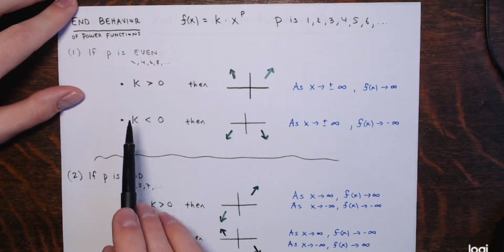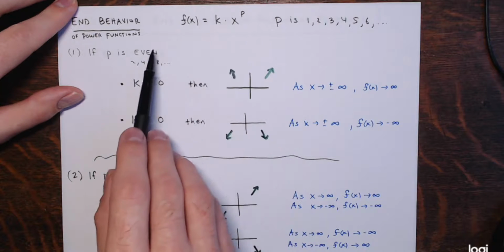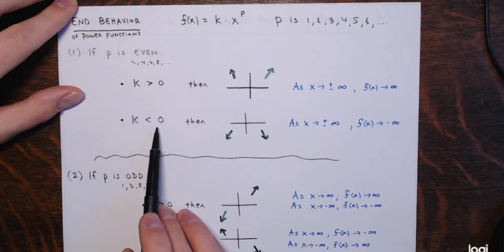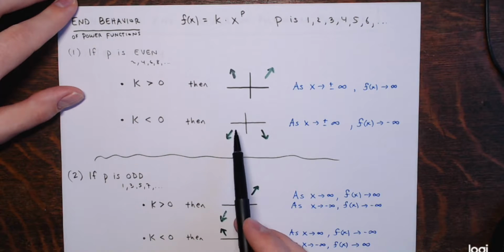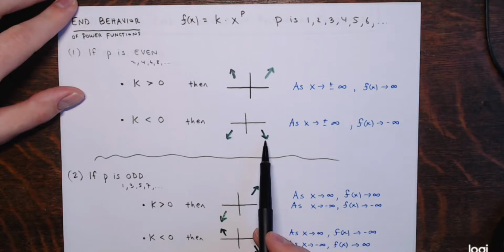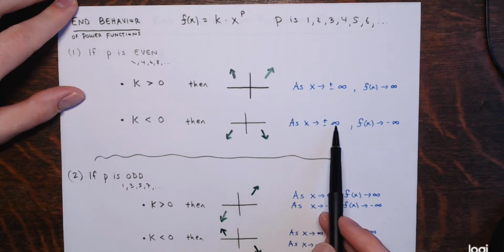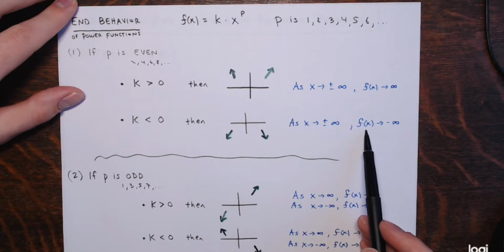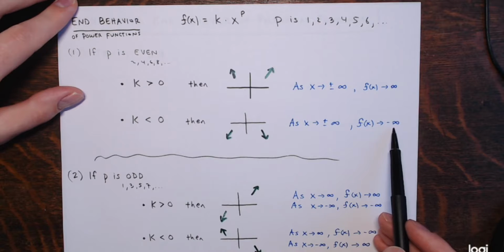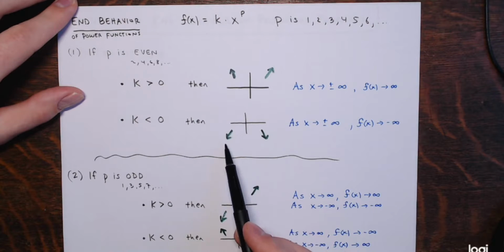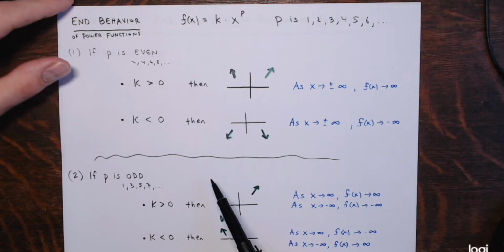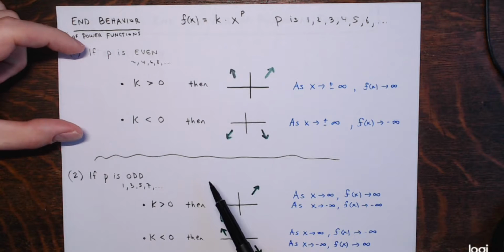Now, if the power was even and the coefficient was negative, you just flip that over. The graph would go down on both ends. Right, as x approached positive infinity or negative infinity, to the right or to the left, the value of the function is going to negative infinity. Right, the outputs are going down forever on both ends. Alright, so that was if you had an even power on your power function.